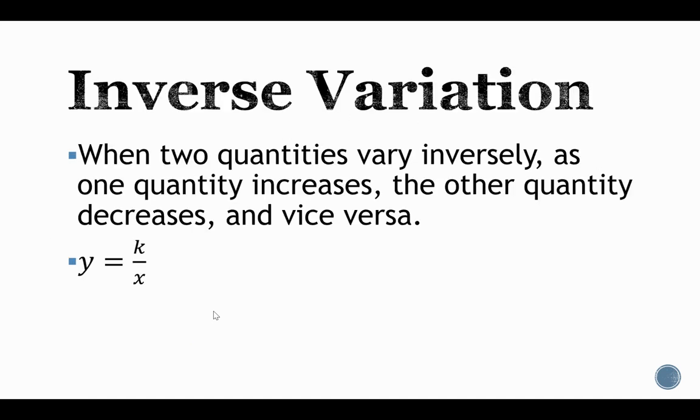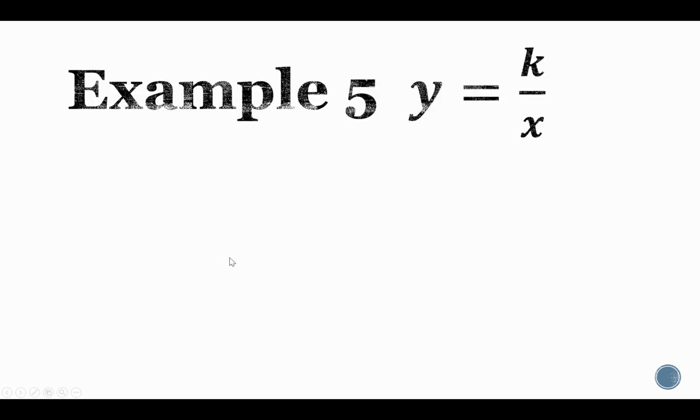All right, the second type of variation is what we call inverse variation. This is when two quantities vary inversely. As one quantity increases, the other quantity decreases, and vice versa. So in this example, if K gets bigger, Y is going to get smaller. If X gets bigger, Y is going to get smaller. If X gets smaller, Y is going to get bigger. Again, K is our constant of proportionality. Let's see a couple examples.